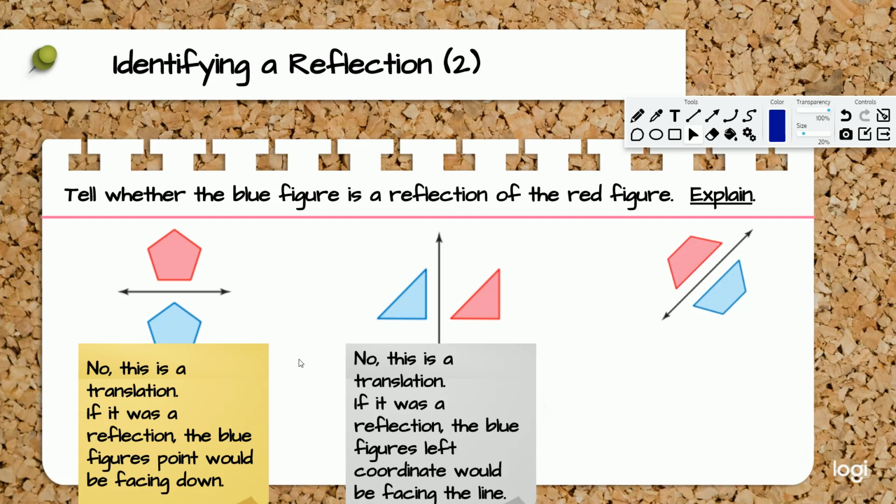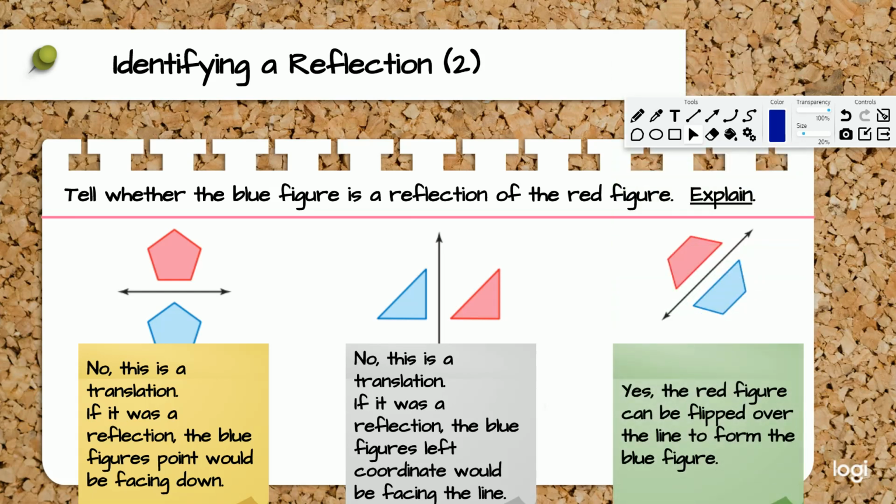And here's the last one. Let you think about it for a second. And this one is a reflection. The red figure can be flipped over the line to form the blue figure. So if we were to take this red figure and flip it over the line, it would form the blue figure.